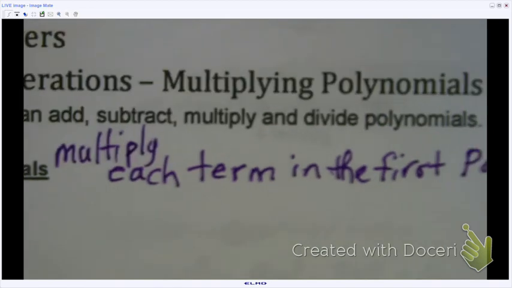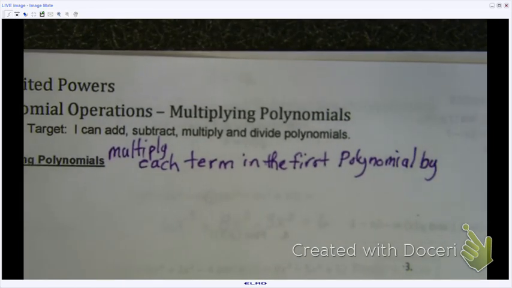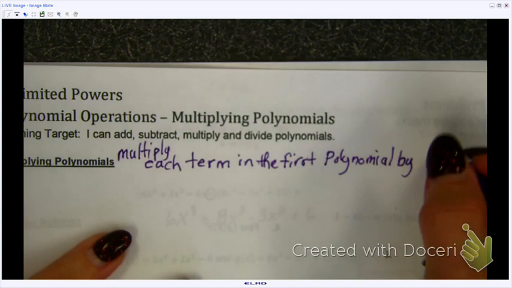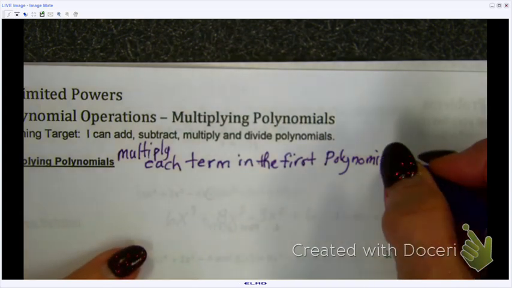It's much easier to get the correct answer without mistakes quickly by using the vertical method.